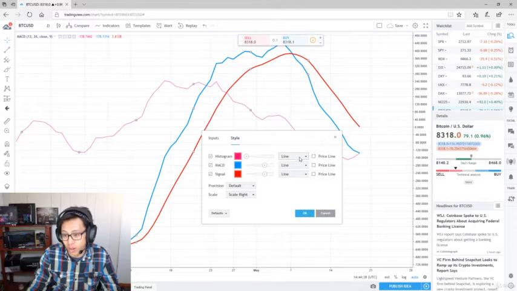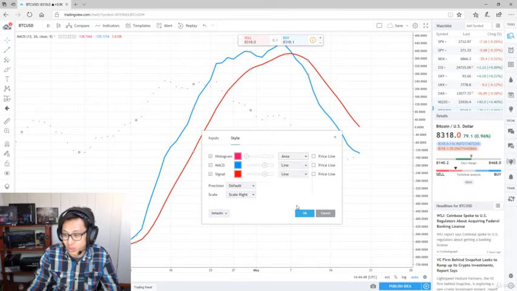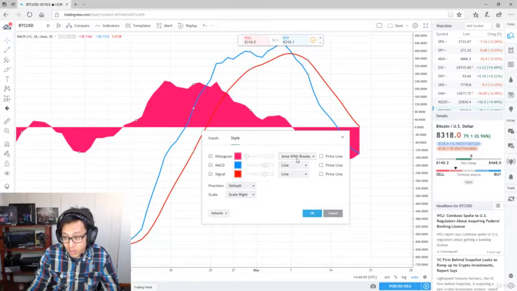Please don't keep it on the line, okay? You do not want to keep it on the line. Don't go to line with breaks. Don't go to step line. Don't go to any of that. Trust me, you don't want it. You don't want the crosses. You don't want an area. Yeah, that's really ugly. You don't want an area with breaks.